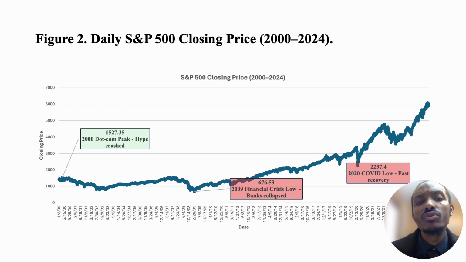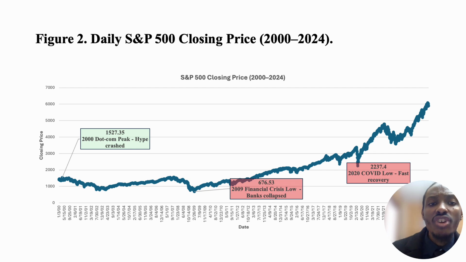Then, if we move to 2009, you can see this huge dip down to 676. This was during the global financial crisis when major banks were collapsing. Another sharp drop happened in 2020 with COVID-19. The S&P dropped to around 2,237 points. But what's interesting is how quickly the market recovered after that, unlike the longer recovery after 2008.